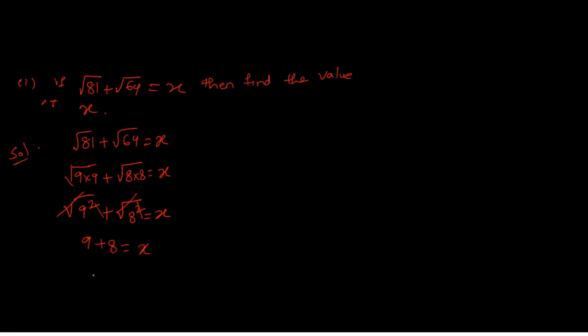9 plus 8 is equal to 17. So the value of x is 17. Simply, we have to write the square values of the square roots and add the answers. We will get the x value.